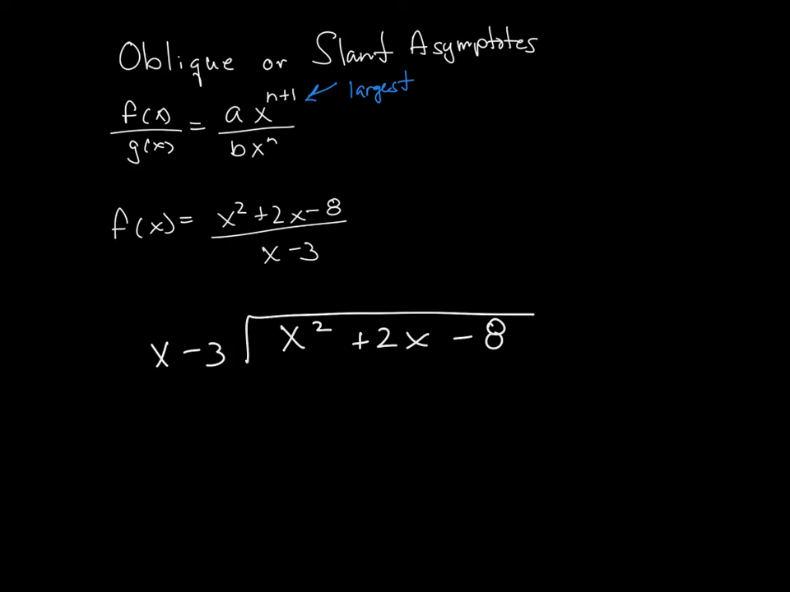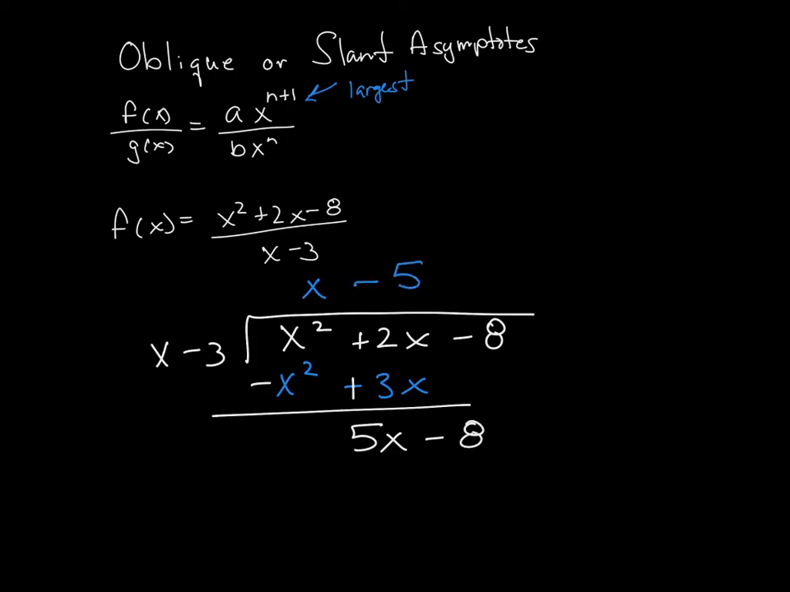And you can do synthetic division if you want to. I didn't, so I'm just going to set it up like this. So that's going to be x. That becomes x squared minus 3x. I change my signs. Then I get 5x minus 8. So I'll put a plus 5 up there. So that would be 5x minus 15. I'll change my signs. And I'm left with a remainder of 7.